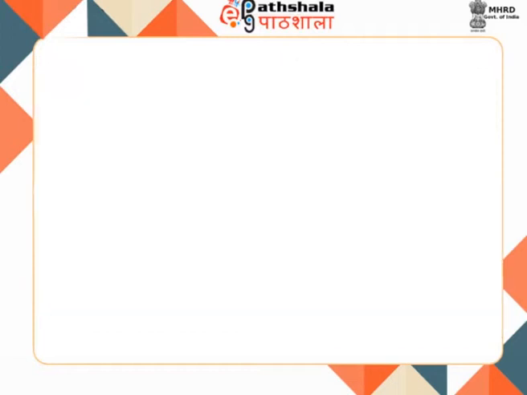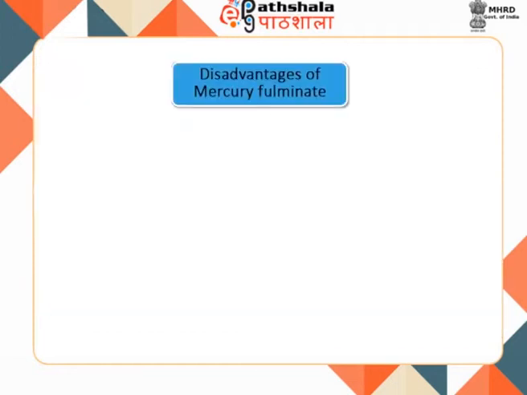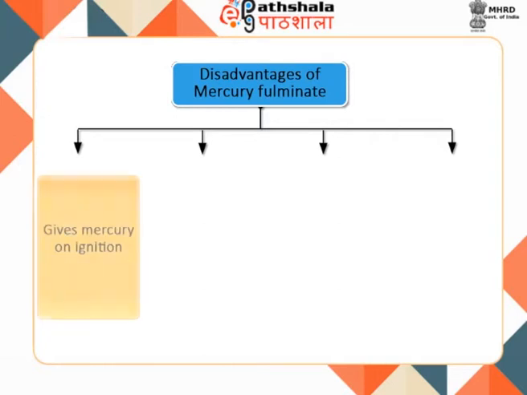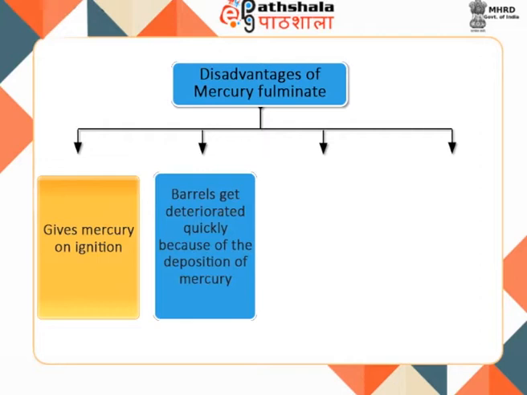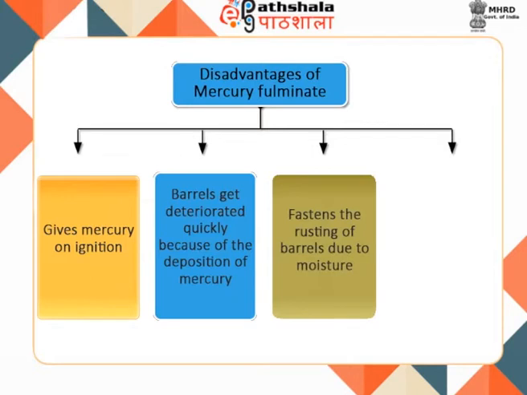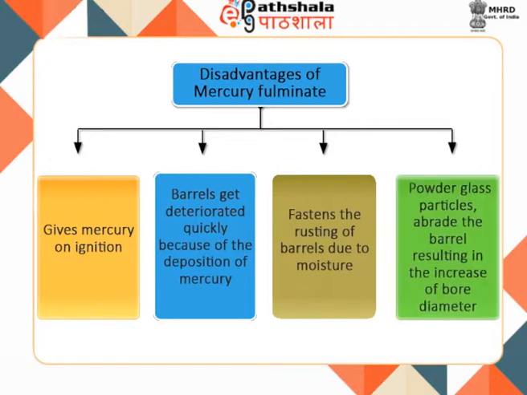In spite of being a shock-sensitive primer, mercury fulminate suffers from a number of drawbacks. Mercury fulminate gives mercury on ignition. It makes the brass case brittle and consequently unfit for frequent use. Barrels get deteriorated quickly because of the deposition of mercury in them. Potassium chlorate, when ignited, produces potassium chloride which absorbs moisture, resulting in early rusting of barrels. Powdered glass particles, if used, will abrade the barrel, resulting in an increase of bore diameter.